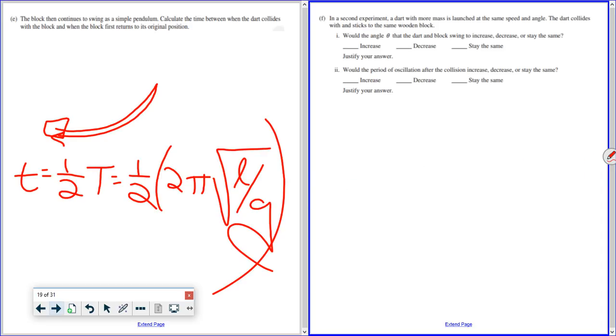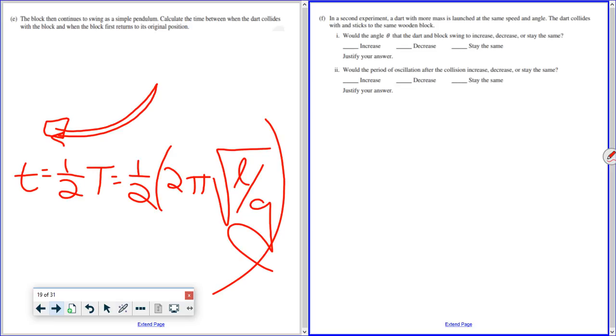In a second experiment, a dart with more mass is launched at the same speed and angle. The dart collides with it and sticks to the block. Is it going to go to a bigger angle, smaller angle, or same angle? Bigger. Good. Somebody give me a simple justification for why. Sure, what do you got? You have more KE at the top point, right? So then it will all be converted into more. What do you mean when you say more KE at the top point? As in comparison to the other one, KE is 1/2 mv squared. So as the mass increases, the kinetic energy increases. Gotcha.